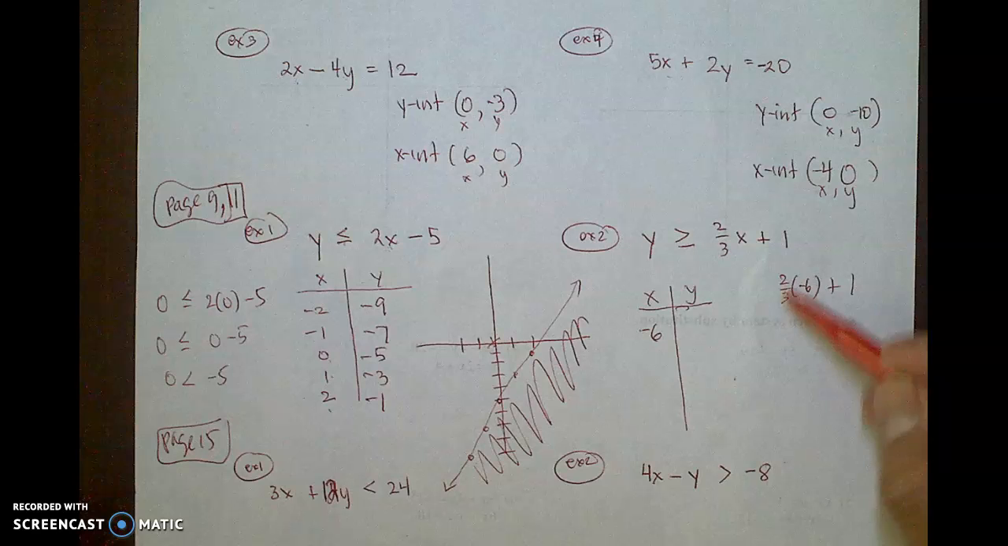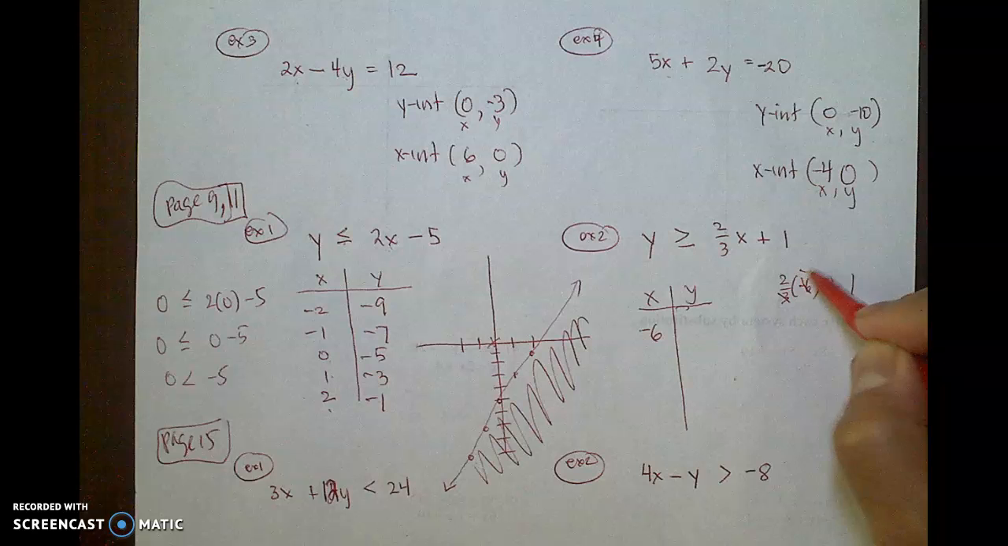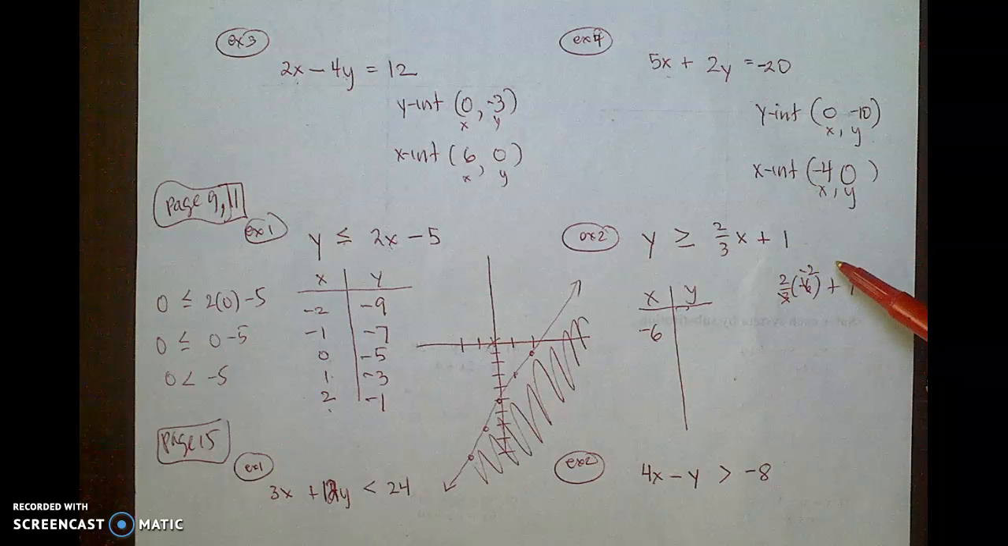Right? 2/3 times negative 6. This 3 and this negative 6 are going to cancel. That's going to reduce that to negative 2. So now I have 2 times negative 2 is negative 4, plus 1 is negative 3. Right? Again, we don't have to deal with messy fractions.